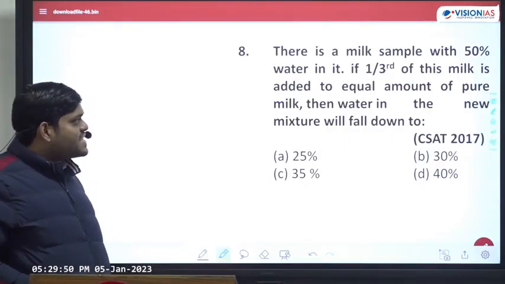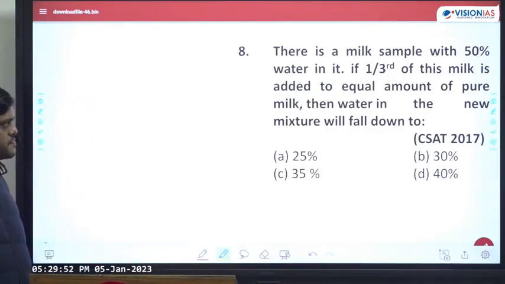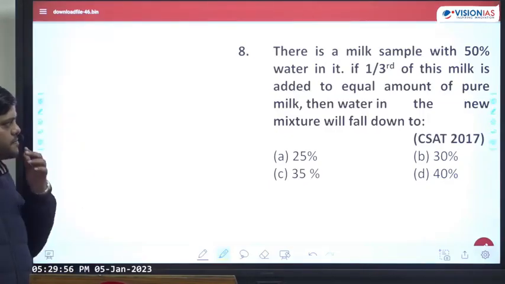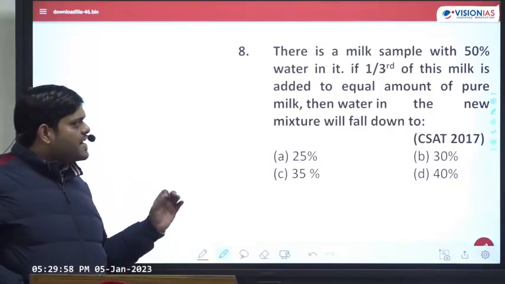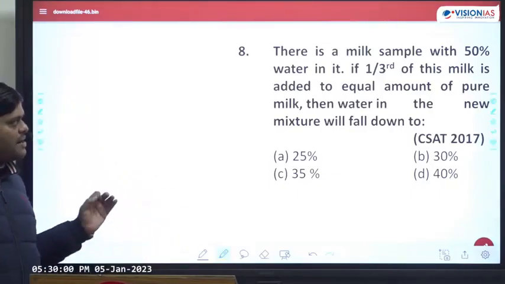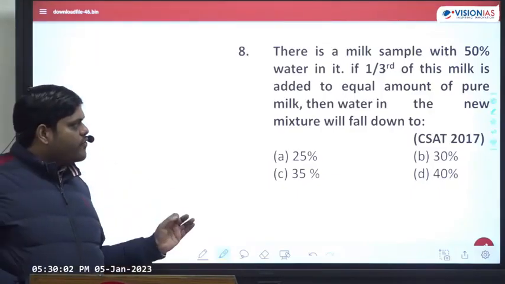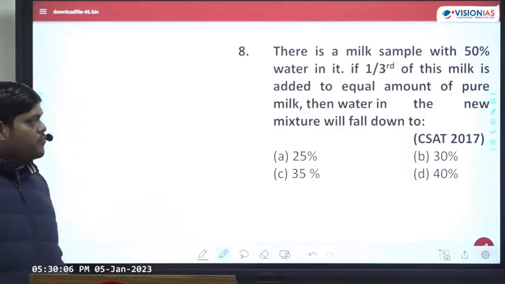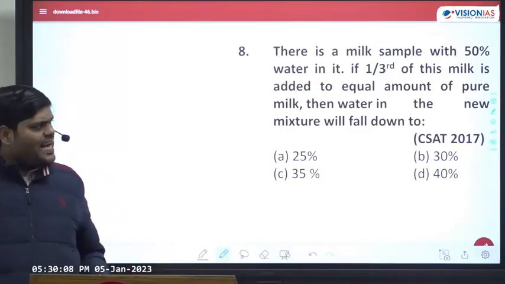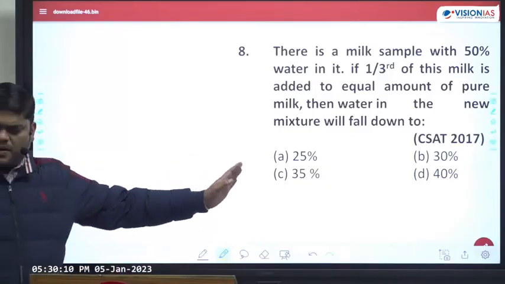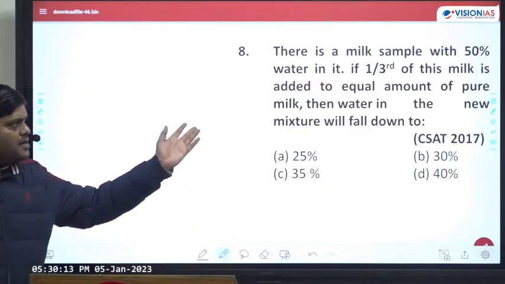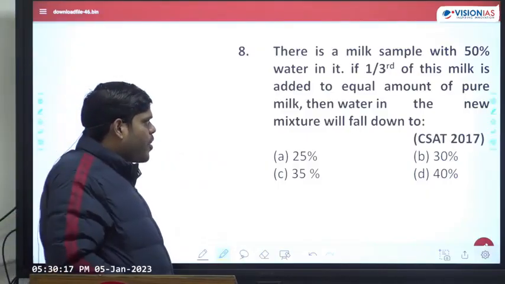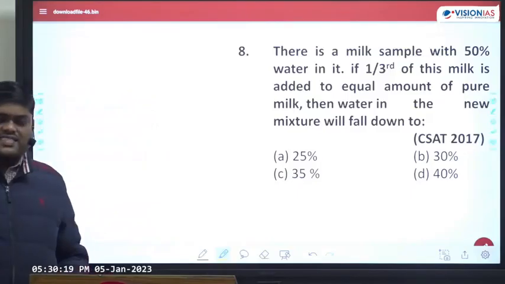There is a milk sample with 50% water in it. If 1/3 of this milk is added to an equal amount of pure milk, then what is the new mixture? The water in the new mixture will fall down to? Again, this is a percentage question, but they have given it in the mixture part, so we can solve this question. Again, a CSAT problem. Understand the logic.